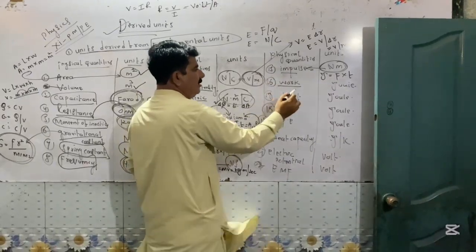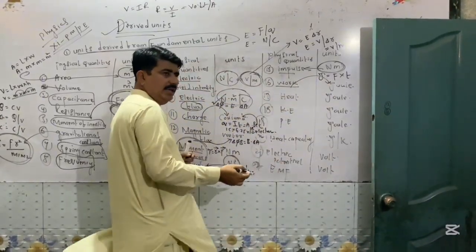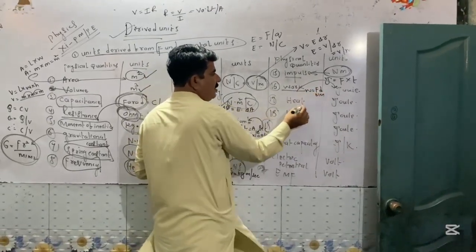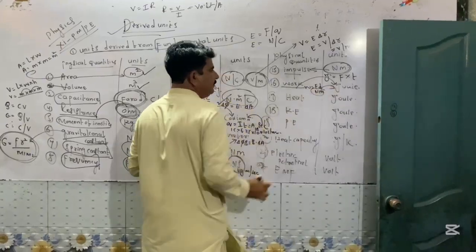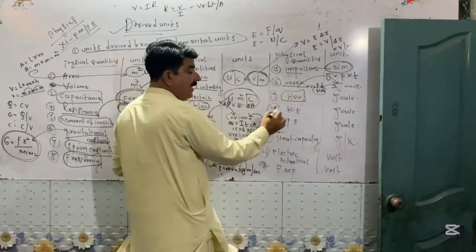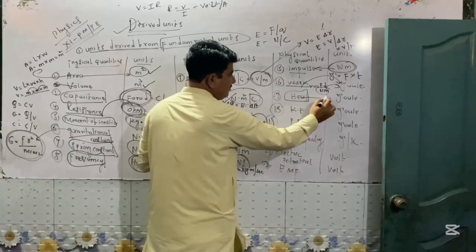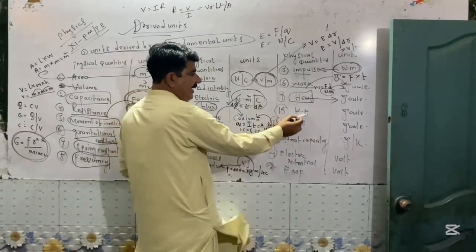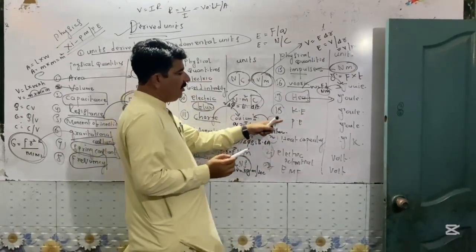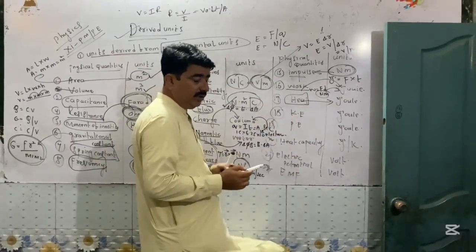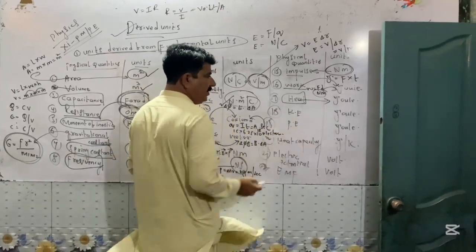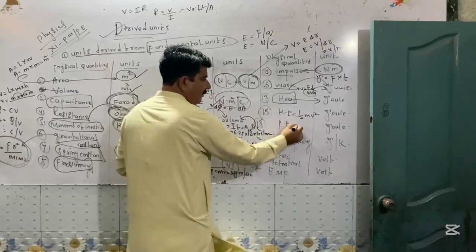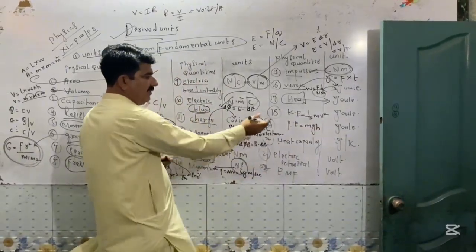Now work. The unit of work is joule, because any work is equal to FD, force times distance, Newton meter. It means Newton meter is equal to joule. Next one is heat. You must know that heat is a form of energy, so the unit of heat will be joule. The unit of kinetic energy, energy due to motion, is also joule. Potential energy is the energy due to position, also joule. The kinetic energy formula is 1/2 mv square and potential energy is equal to mgh. From that we get joule.